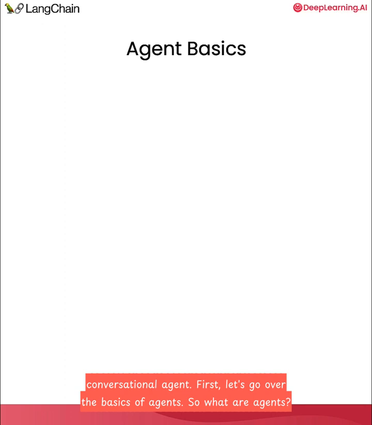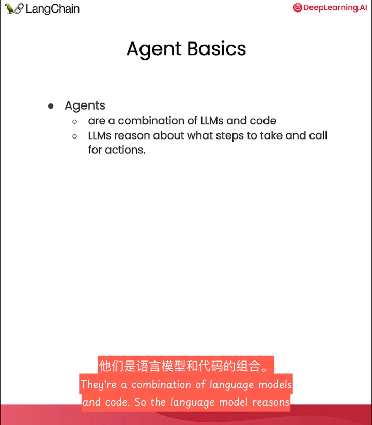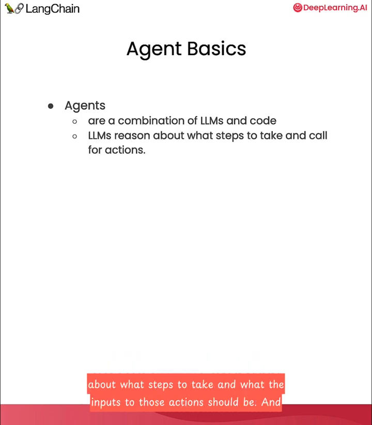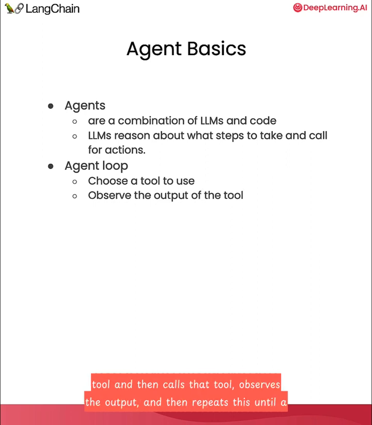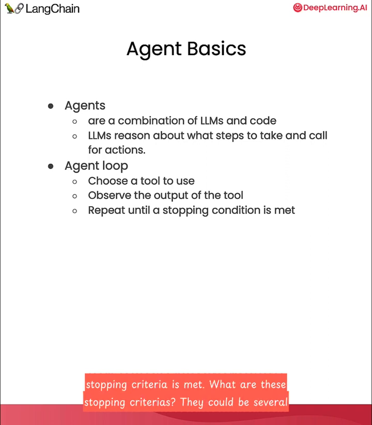First, let's go over the basics of agents. So what are agents? They're a combination of language models and code. The language model reasons about what steps to take and what the inputs to those actions should be. And then there's an agent loop, which uses that agent to choose the tool, calls that tool, observes the output, and then repeats this until a stopping criteria is met.